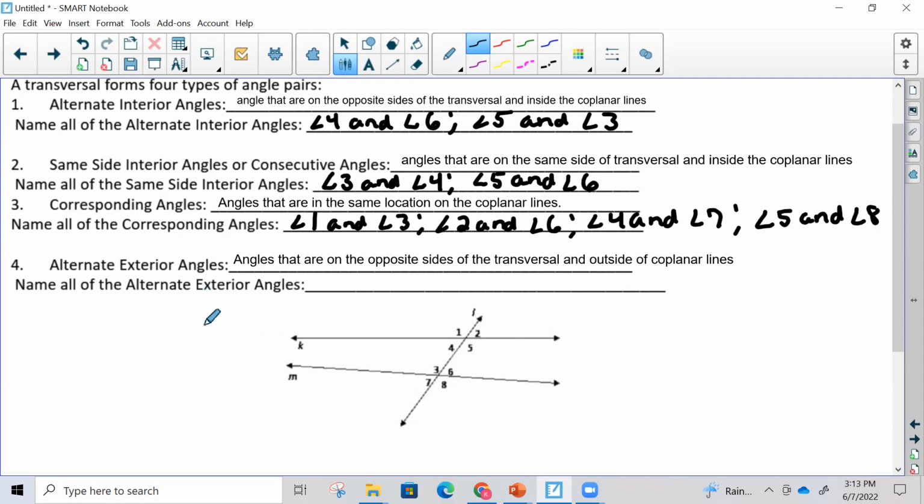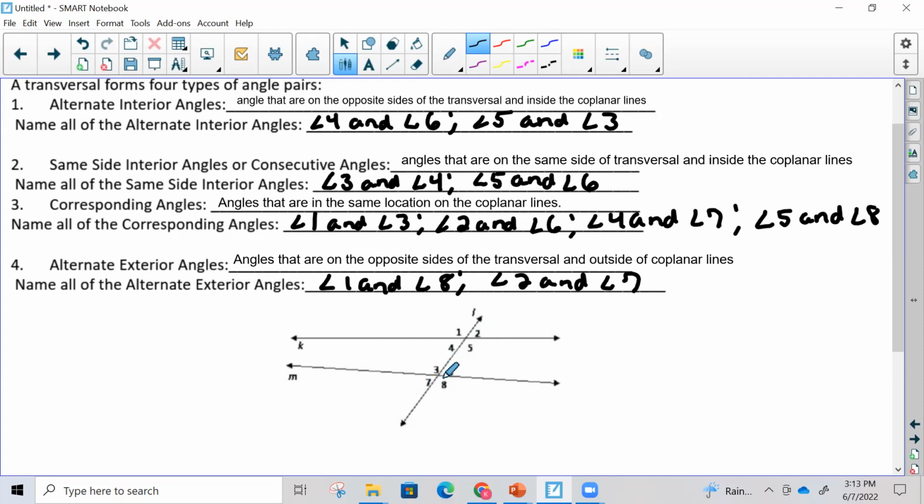And then the last type is alternate exterior. Alternate exterior are kind of similar to interior. They're going to be on opposite sides of the transversal, but now they're outside the coplanar lines. The exterior ones again are 1, 2, 7, and 8. If I look at 1 and compare it to 7 and 8, well, 1 is on the left side of the transversal, 8 is on the right. So angle 1 and angle 8 are alternate exterior. And if I look at 2, what's alternate exterior with that? That would be 7. Again, because it's on opposite sides of line L, and they're outside the two coplanar lines. They're not in between them.